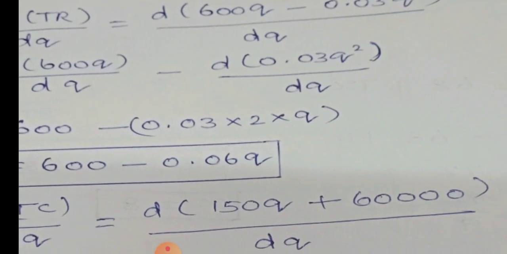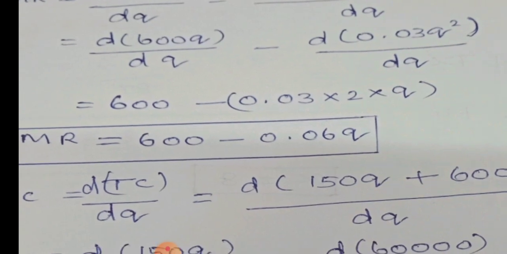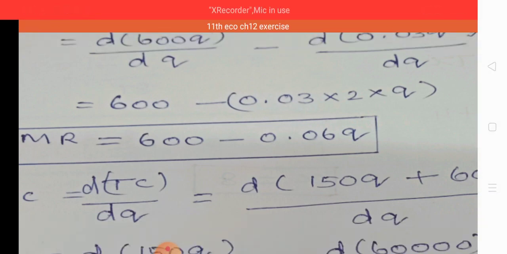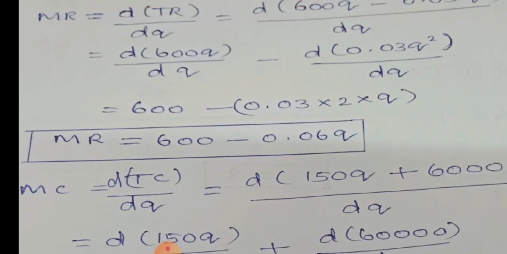Now when you differentiate 0.03 Q square, write 0.03 as such. Q square, when you differentiate, this square will come to become the coefficient. Q power 2 will become q power 1. Now when you multiply 0.03 into 2, you get 0.06. Q square will become q. So when you reduce it, 600q will become 600 because it is deduction of power, which means differentiation. And here 0.03 into 2 you get 0.06. Q square will become q. This is the MR function.